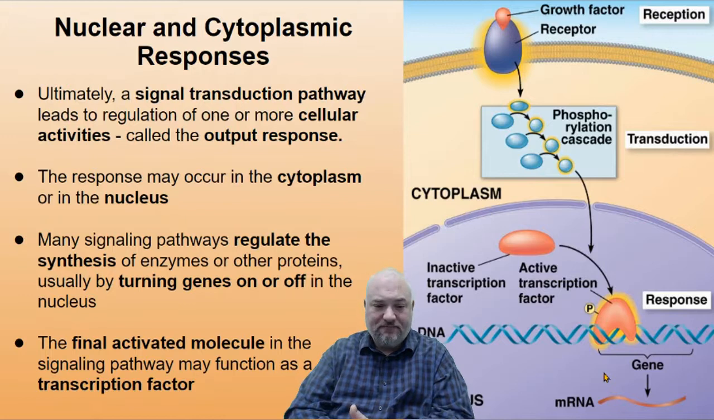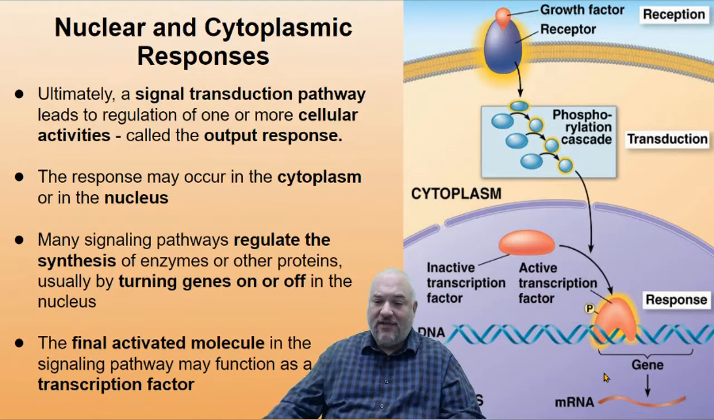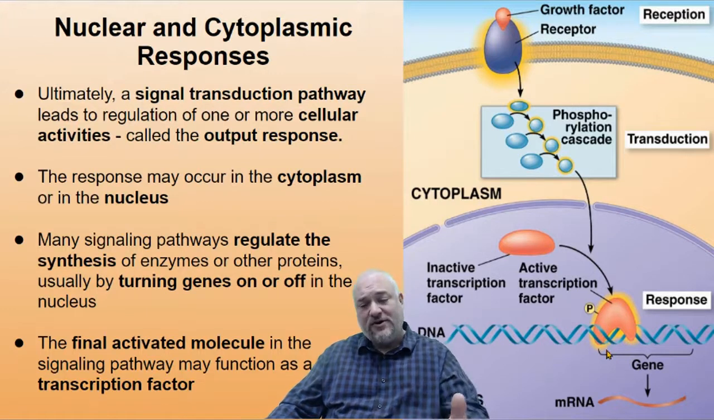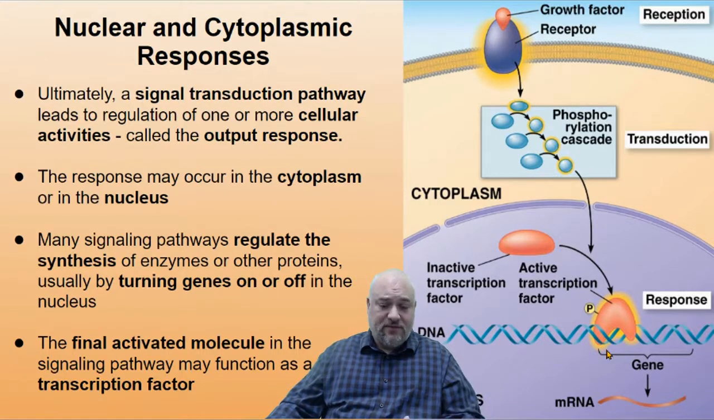That's the output response. Response may occur in the cytoplasm out here, or it can happen in the nucleus, where you're turning on or off genes with those transcription factors we talked about. So the ultimate end product would be turning on a gene to make a protein, or turning off a gene so it doesn't make a protein. So that's when it's a nuclear one, or it can do something in the cytoplasm.